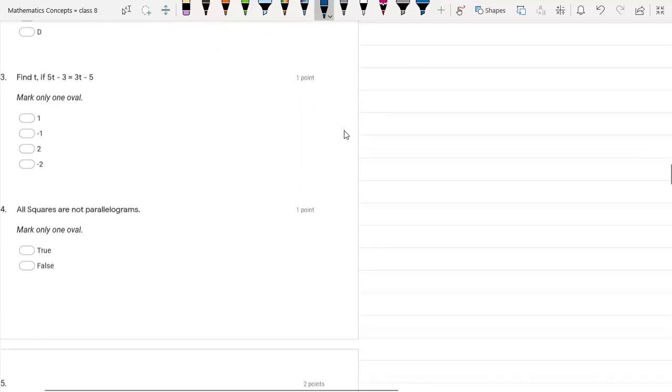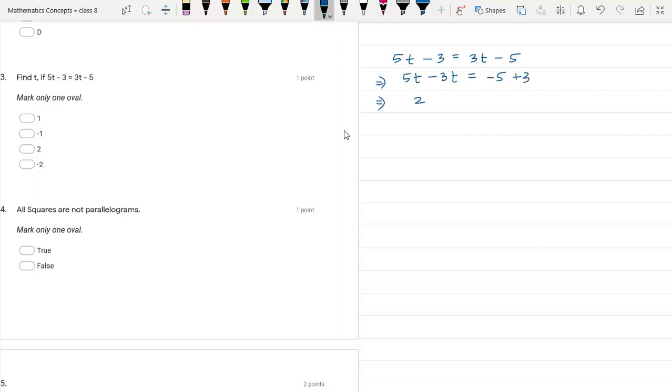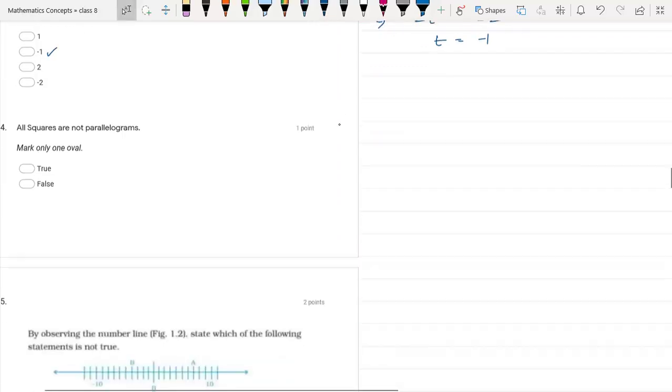Next question is, find t. So we have the equation 5t minus 3 is equal to 3t minus 5. So again bring together like terms. 5t minus 3t is equal to minus 5 plus 3. So 5t minus 3t is 2t, is equal to minus 2. So t is equal to minus 1. So the correct answer is minus 1.